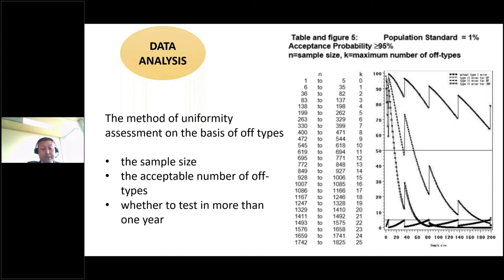In this case, this table and figures give information on sample size and acceptable number of off-types, which is the mostly used methodology and figures in relation to examination of uniformity in UPOV.